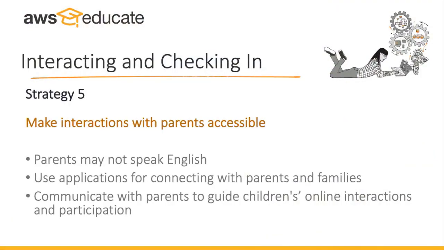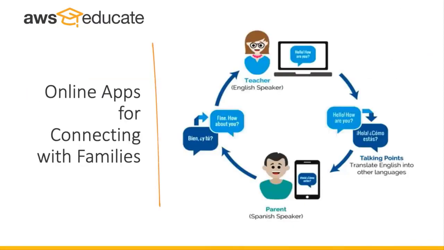Strategy 5, make interactions with parents accessible. Sometimes parents of English learners may not speak English, yet it is still essential to keep them updated on their child's progress throughout their learning journeys. An application called Talking Points allows communication with parents in their home languages. This way, educators can get parents involved in their child's interactions with learning and can help in facilitating participation in online classes.